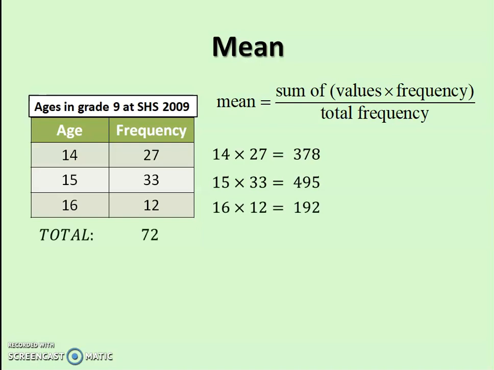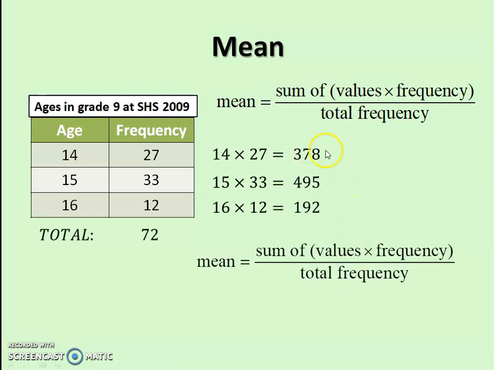My mean here would be the sum of these values, the value times the frequency, the 14 age times the frequency of that age, and 15 the age times the frequency of that age. That sum divided by the total frequency. And I would actually probably put approximately equal to if it's a non-terminating decimal. So that's my approximate age.